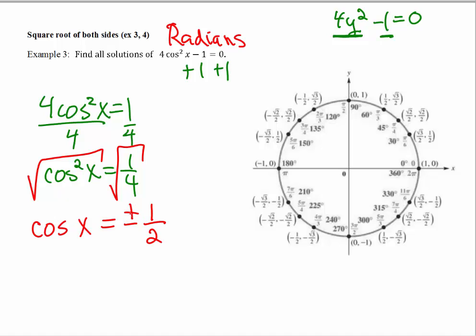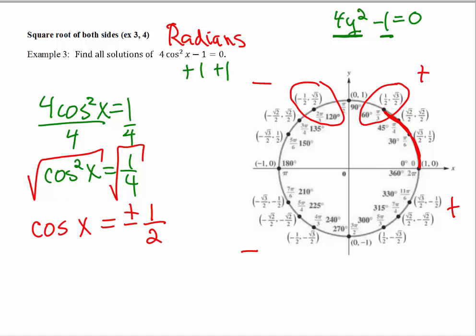Well, we're looking for quadrants that have a positive cosine value, which would be quadrant 1 and quadrant 4, and also a negative cosine value, which would be quadrants 2 and 3. So we're looking for all angles that have this cosine value of positive 1/2 and negative 1/2. And remember, on our unit circle, that would be the pi over 3 family, where that x value is 1/2. So that's our pi over 3 reference angle family.